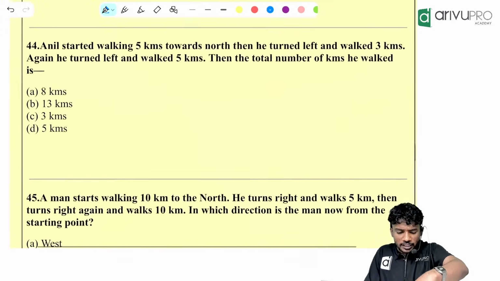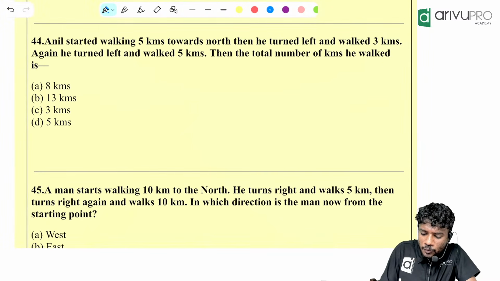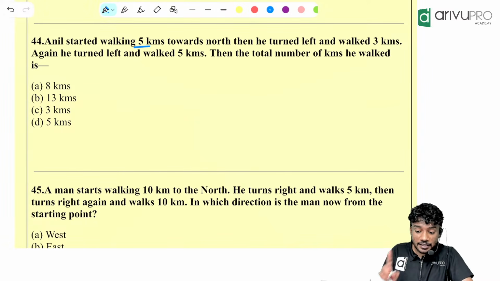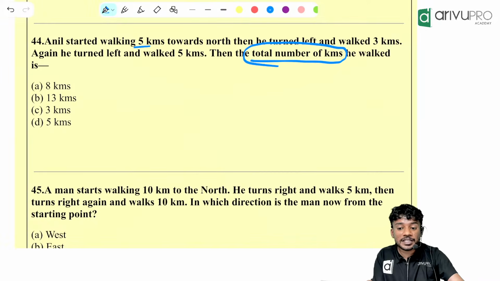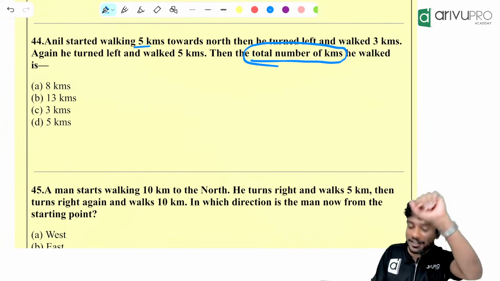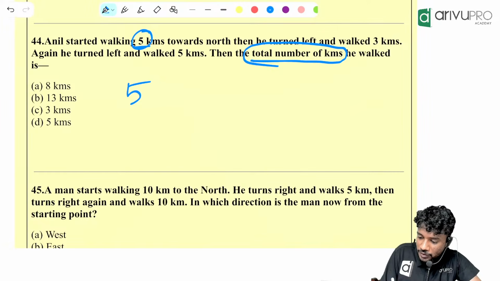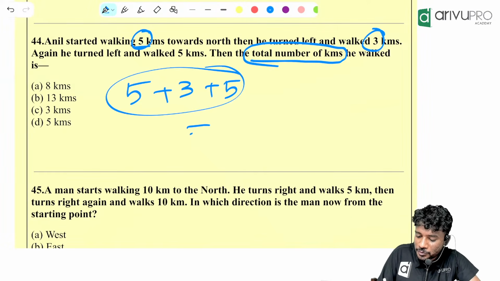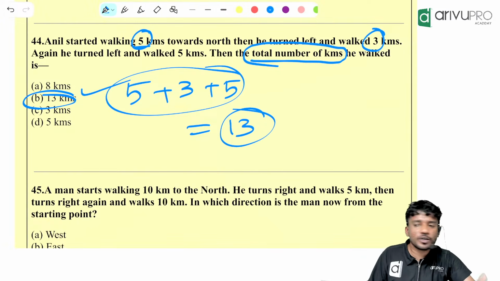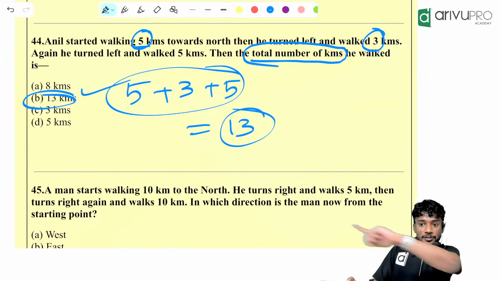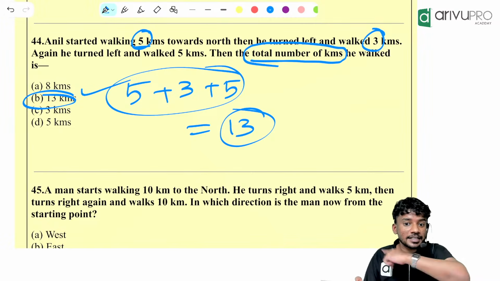Then 44th question. Anil started walking 5 kilometers. We will read the last line. Total number of kilometers, people. Total kilometers means we need to add all the distance he traveled. What are the distances? 5 plus 3 plus 5. Total is how much, people? 13 kilometers he has traveled. It is a question based on what? Total distance. In class also we solved the same question. And we have solved another question based on the cat. Cat running through the wall question. Total distance and the diagonal.